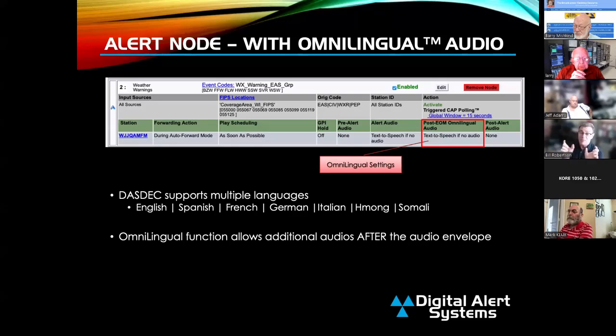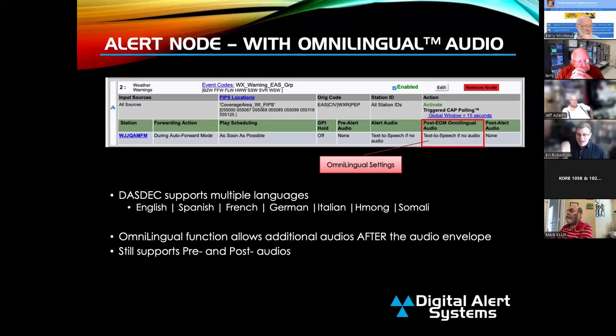We can actually append multiples. You can do English, French, German right after it. So we have that capability. Again, you can select it here. This puts those audios after the audio envelope. We keep that audio envelope secure. After the envelope, we can put omnilingual. Oh, and by the way, we can then append a post alert after all of those.